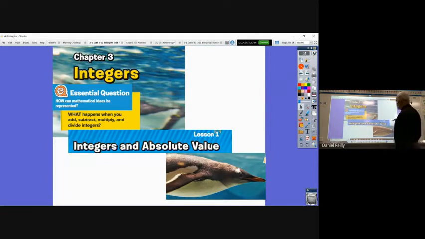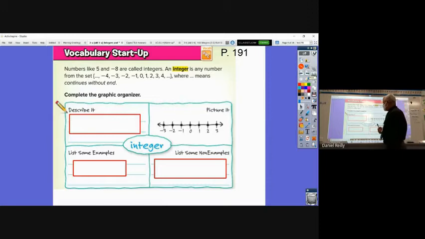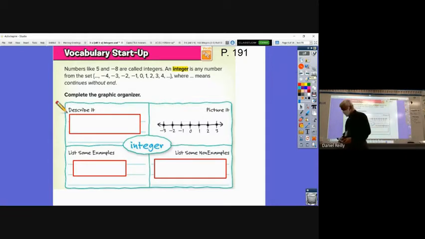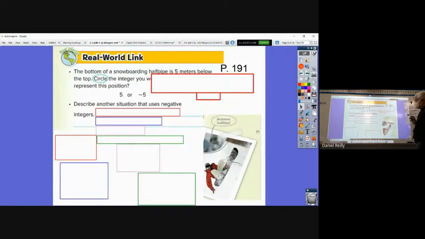Okay, so we're going to move over to page 191. Integer is a vocabulary word, right? You have seen it before. You learned it last year. An integer is any number that has no decimal or fraction parts, positive or negative. Officially, it's the whole numbers and their opposites, opposites being the negative numbers. I'm not going to worry about describing and listing examples. We'll get through those.